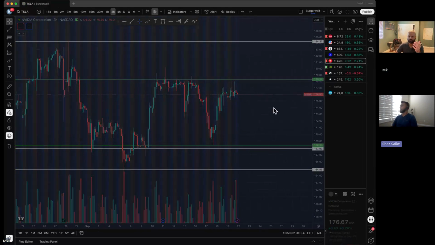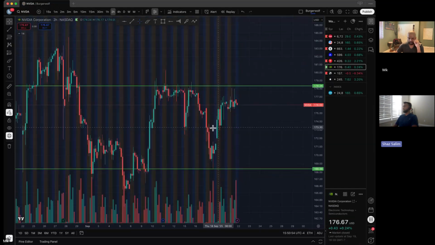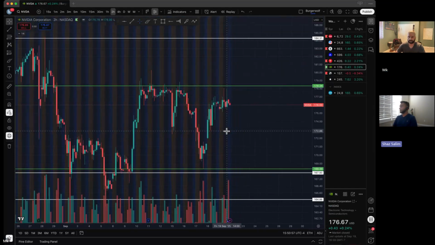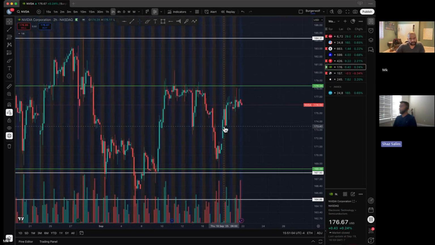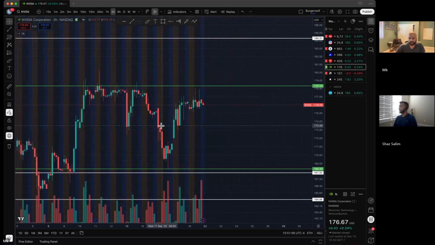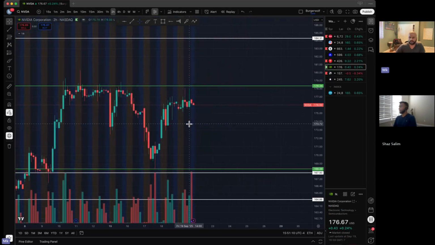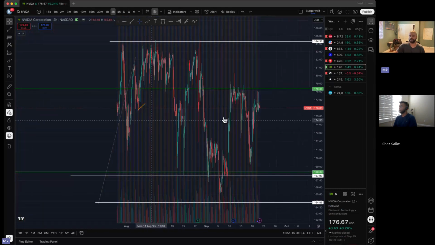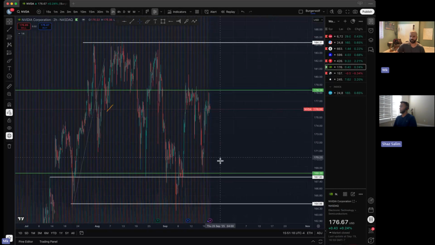So look at this. It's testing your internal level, right? 178. Let's say 178.50, for example. So would you go short around 178.50? I'd have to see some strong rejection with a lot of volume, because for me this is exactly in the middle. It's right in the middle.